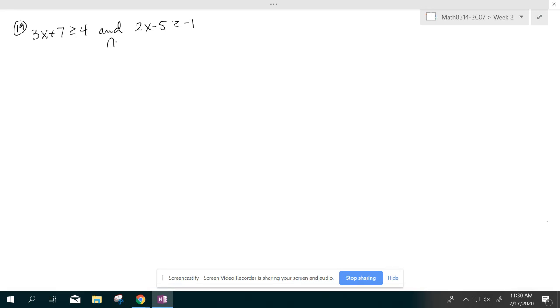So we're going to have to solve both of these inequalities for x. Here we go. Plus 7 comes over. That's going to become 4 minus 7, which is -3. And then we're going to have to divide both sides by 3 to get x by itself. X is greater than or equal to -1. So far, so good?